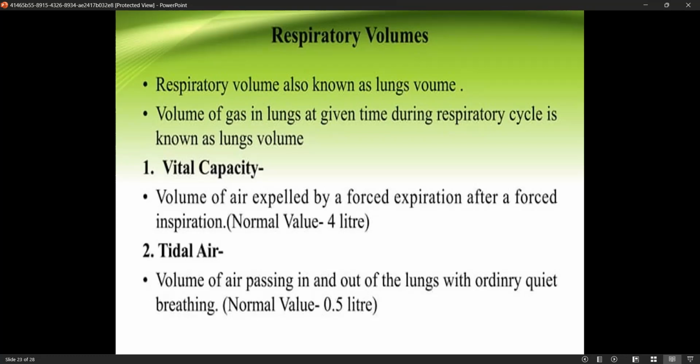Next is tidal air. It is the volume of air passing in and out of the lungs with ordinary quiet breathing. In vital capacity, there is forced inspiration and expiration, right? But in tidal air, it is normal. If we take a normal breath in and breath out, the volume of air moving in the lungs is 0.5 liter, and that is called the tidal air.